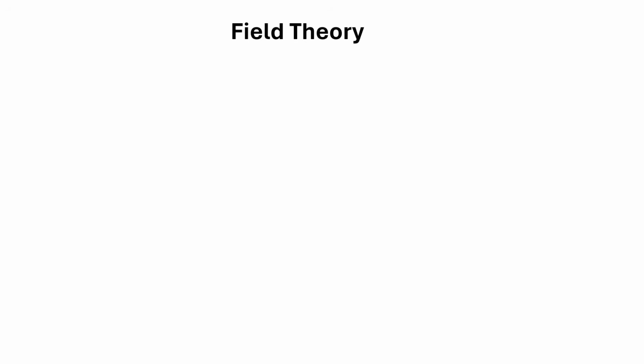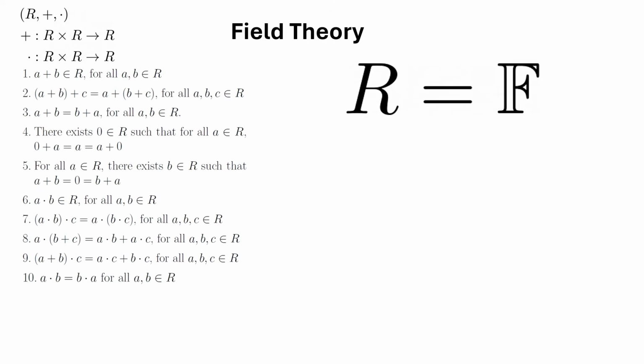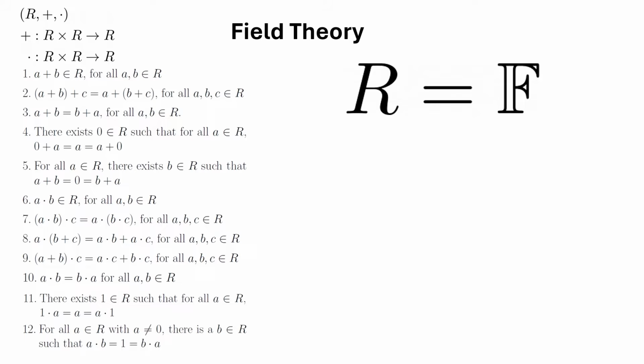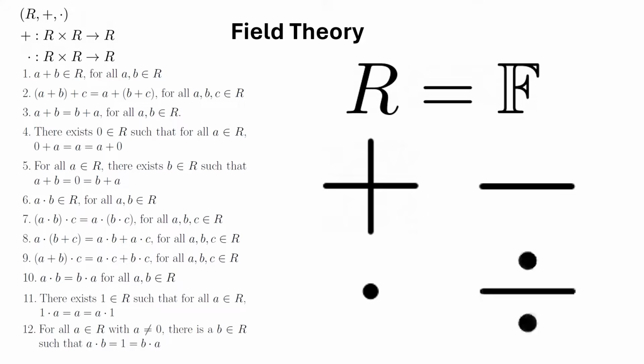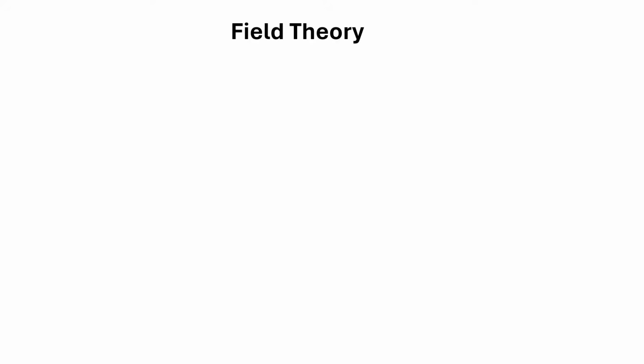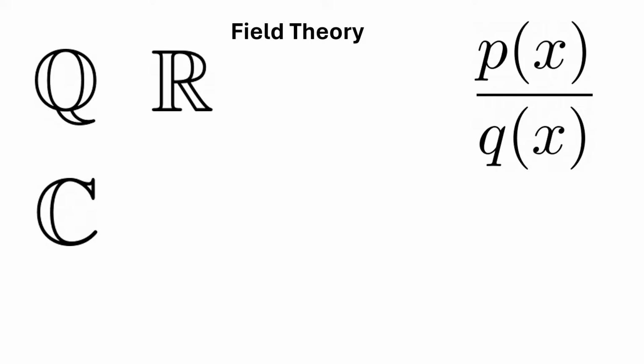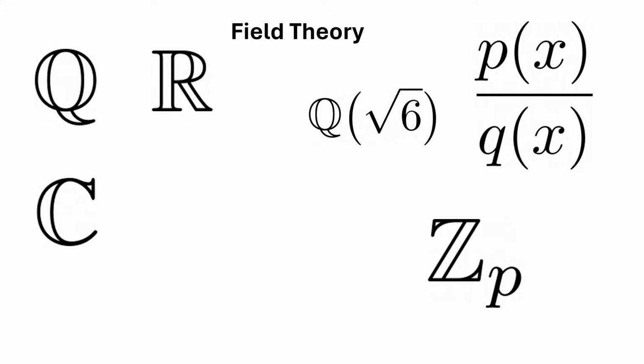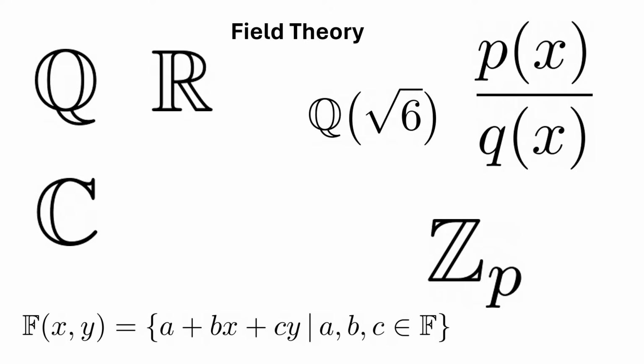Field theory. Field theory is a sub-branch of ring theory that studies the properties of fields in abstract algebra. Because a field is a ring where the multiplication operation is commutative, has an identity element, and every non-zero element has an inverse, it is essentially a set where addition, subtraction, multiplication, and division are all defined. This includes the well-known sets of the rational numbers, the real numbers, and complex numbers. However, it also includes the fields of rational functions, algebraic number fields, and finite fields such as the integers mod a prime number.